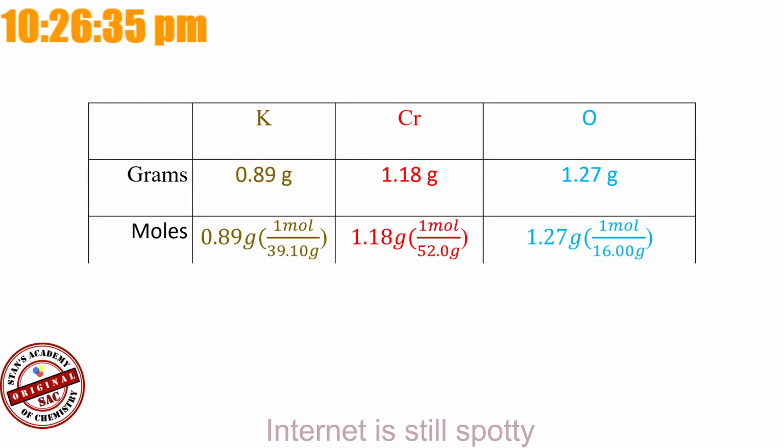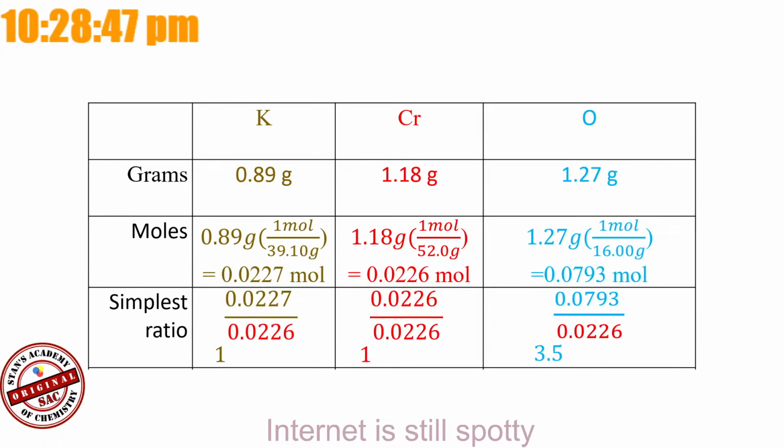Once you have that value, you find that 3.5 is not a number that you can make part of a formula. We cannot have fractional values. So for that reason, like in the previous case, if you multiply all of these three numbers by 2, the 3.5 goes away and you get a 7. Then potassium and chromium become 2 each. That gives us the empirical formula for the compound.